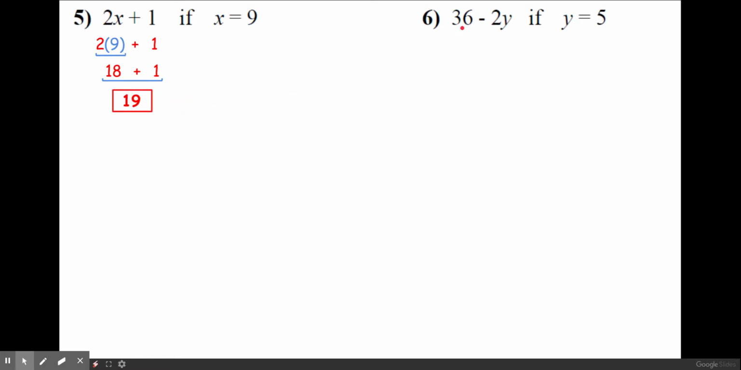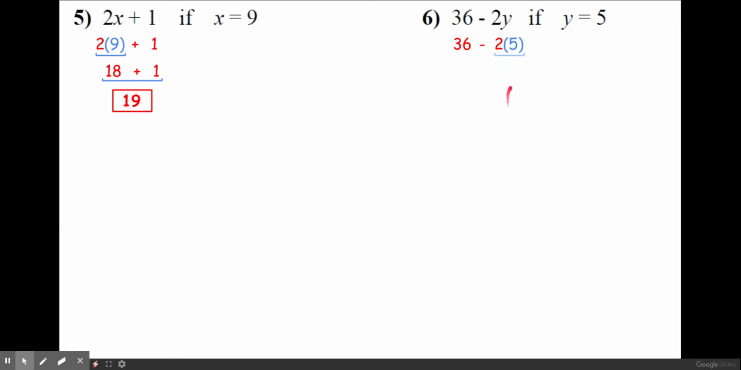Number 6, we have 36 minus 2 and y. In place of y, we're going to put a 5. So you're not going to do 36 minus 2. You're going to do 2 times 5 first. So you want to basically take care of this. We're going to look at some examples later where it'll be a little bit more confusing, but deal with the multiplication first.